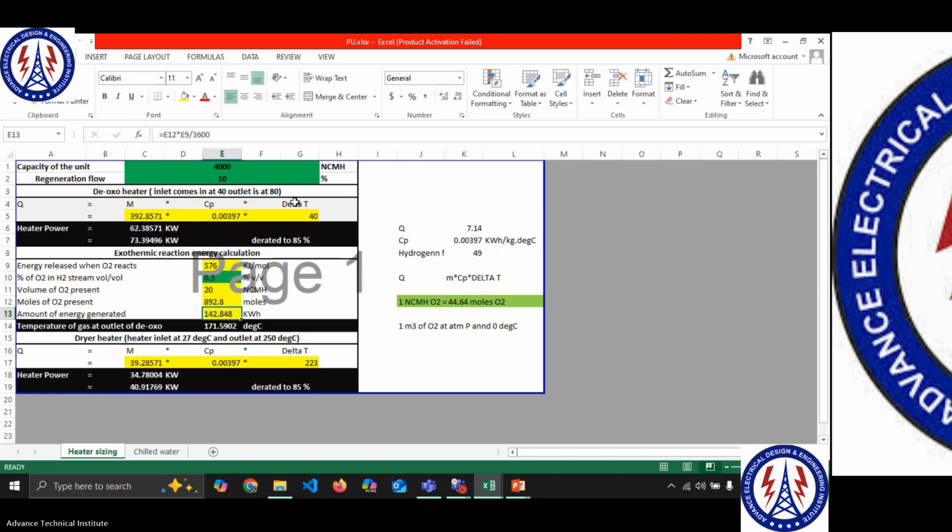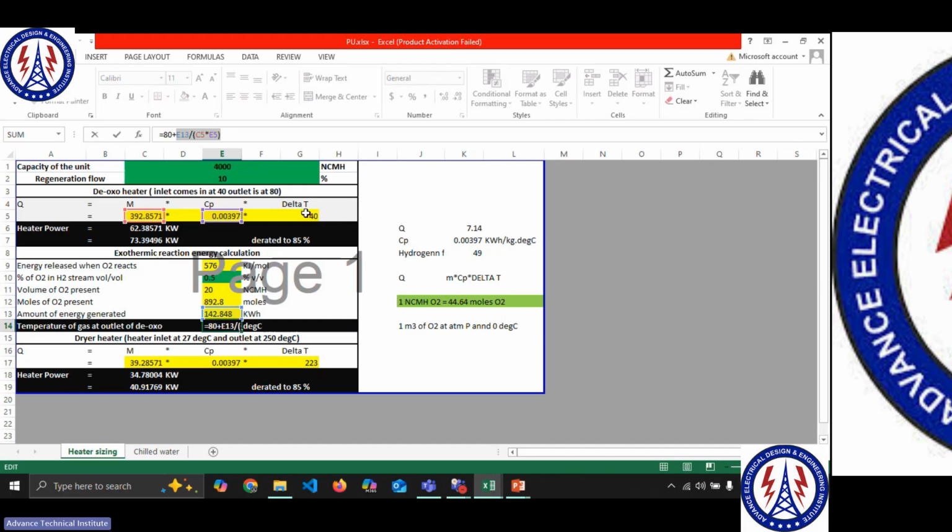I just find it out by 80 plus delta T. Delta T is Q by M into Cp, E13 divided by C5 into E5. That will give me delta T. And Q is 142.848.